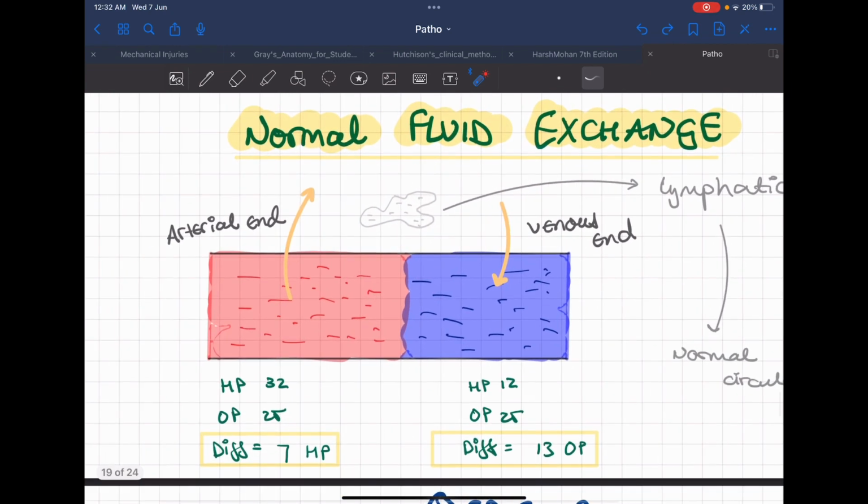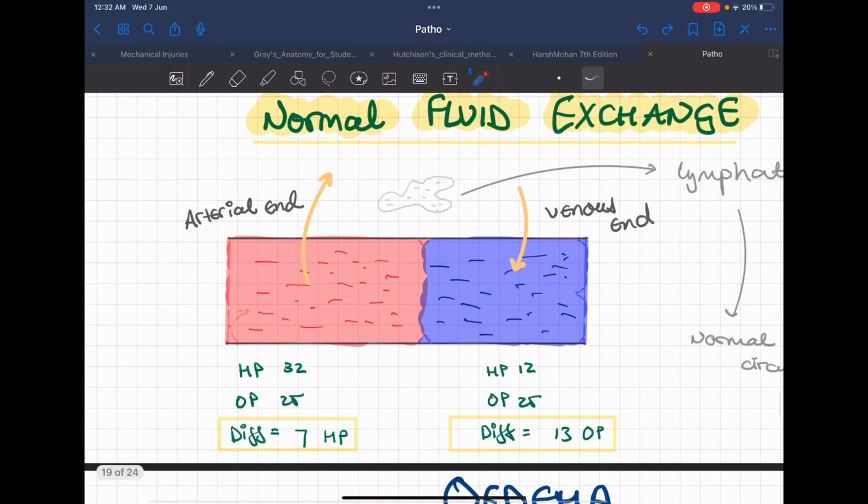As you can see, this is the capillary, this is the arterial end, and this is the venous end. At the arterial end, as we know, the hydrostatic pressure is 32 mmHg and the osmotic pressure is 25 mmHg. So we get 7 mmHg of hydrostatic pressure in excess. Hydrostatic pressure tends to push the fluid out of the capillaries. Therefore, the fluid from here is being pushed out into the interstitial space.